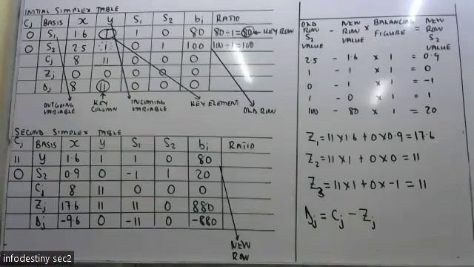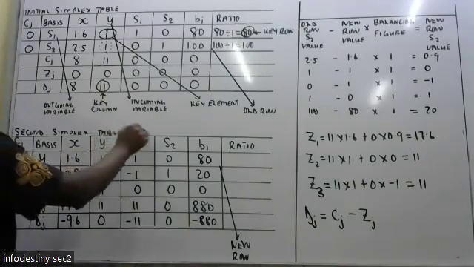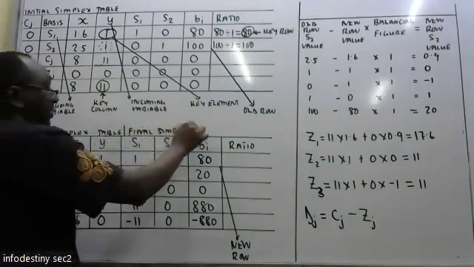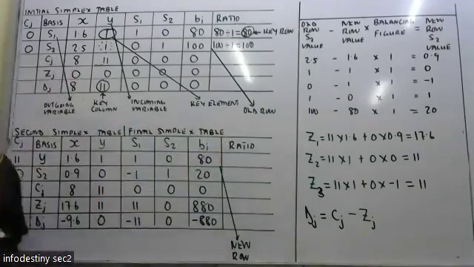Sasa, do we have a positive value hapa? No. So if no, that table is optimal. And if it's optimal, unakimbia hapa, you call it final simplex table. If it is optimal, you baptize it final simplex table.